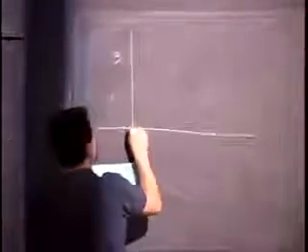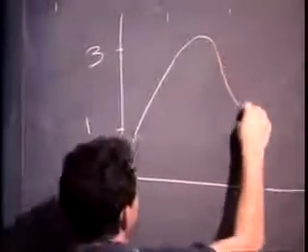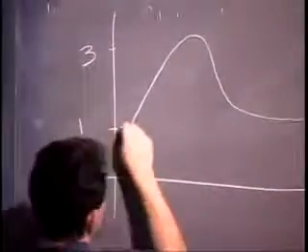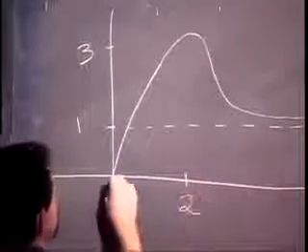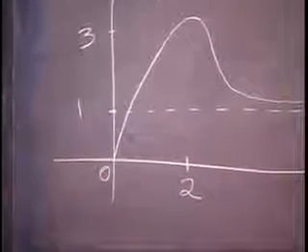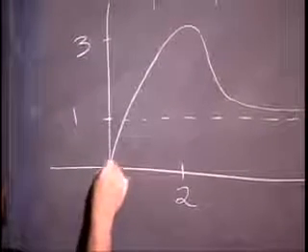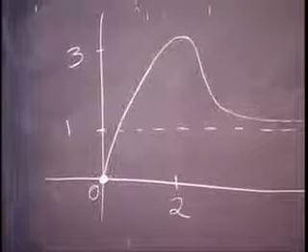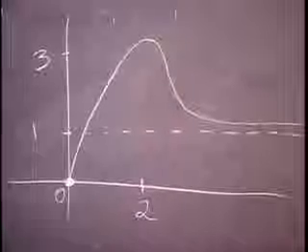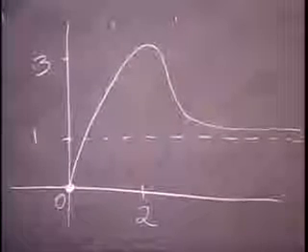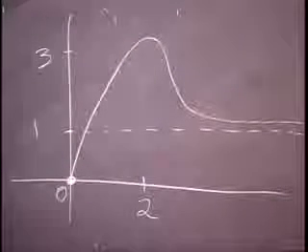So it starts at 0, it goes up here, and then it has a horizontal asymptote here. All right. What's the maximum value of this function on its domain from 0 inclusive to infinity? And where does it occur? Global maximum, please. Someone tell me.